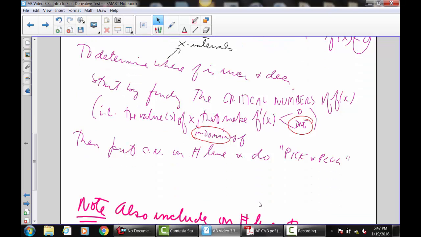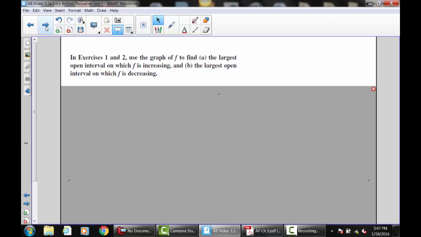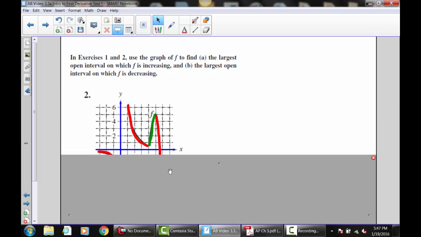Then you're going to put those critical numbers on a number line and do a pick and plug. Now, something the book never mentions is that you also need to include on that number line the vertical asymptote x values. So you really need to always look and see if there are vertical asymptotes. In exercises 1 and 2, it simply says use the graph of f to find the largest open interval on which f is increasing and the largest open interval on which f is decreasing.